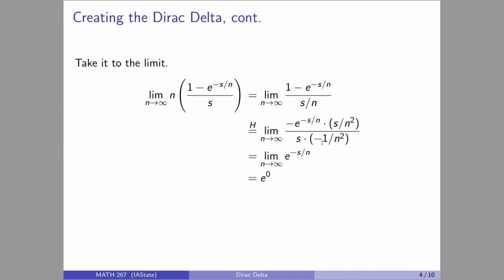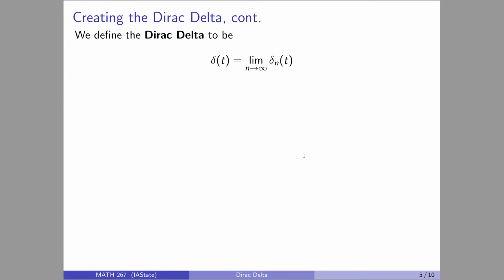Hey, there's that e to the 0 I was talking about. Look, the s dependence has now been completely removed. Exactly what we wanted it to do. So now we've got 1. Excellent. So let's group this all together now.